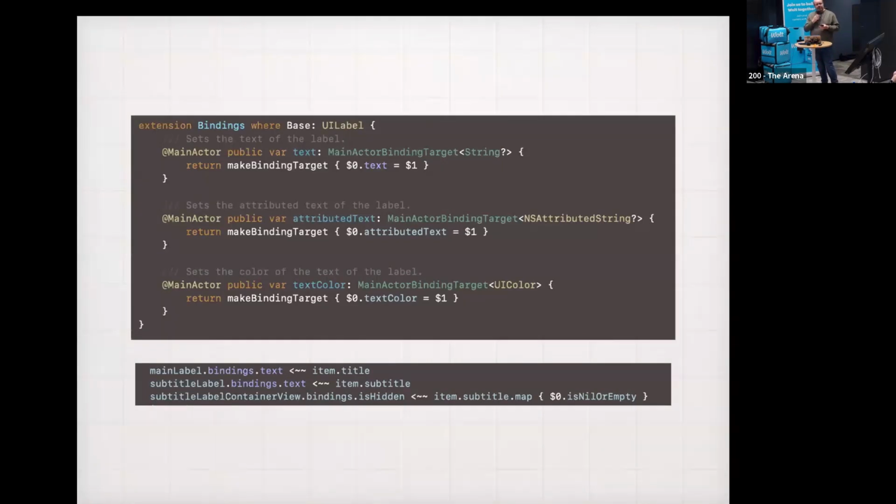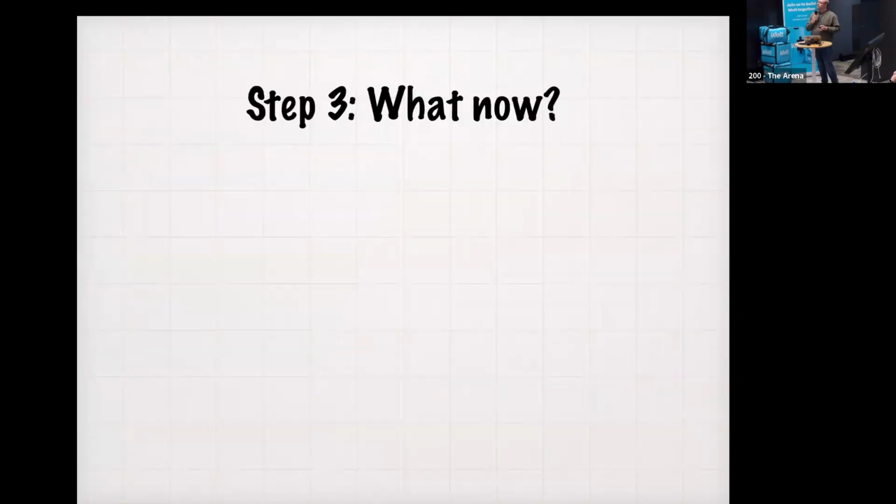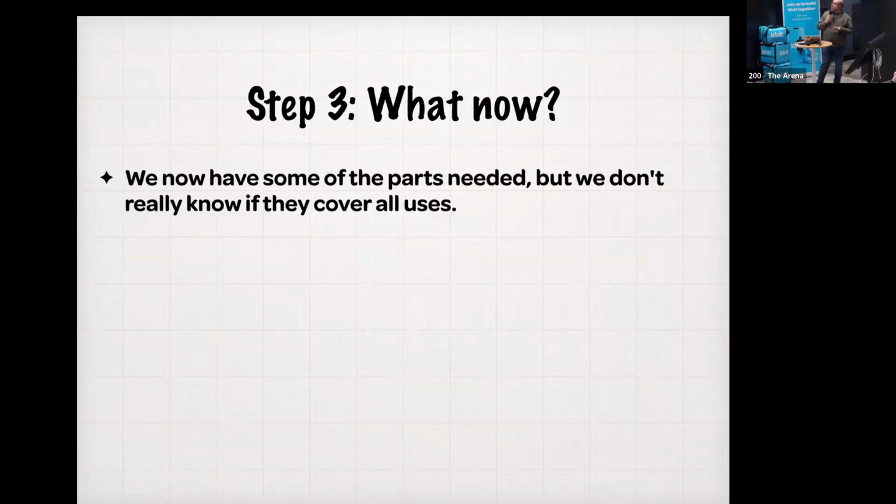So now we built a lot of things. We haven't done any migration yet. So what do we do now? We have some of the parts we need, but we don't really know if we have enough parts. We've only implemented them, we haven't actually used them yet.